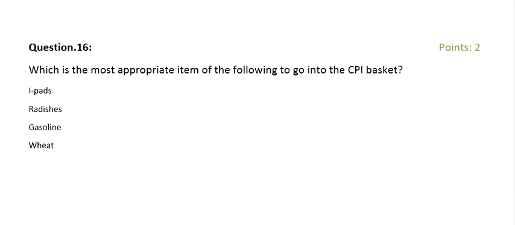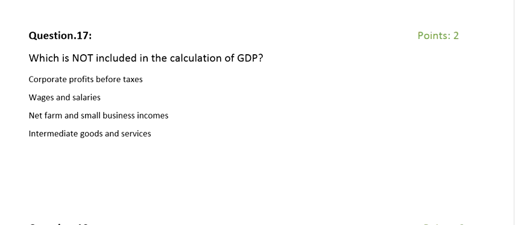Question 16. Which is the most appropriate item of the following to go into the consumer price index basket? Is radishes. 2 points for this question. Question 17. Which is not included in the calculation of GDP, gross domestic product? We include all except intermediate goods and services. 2 points.